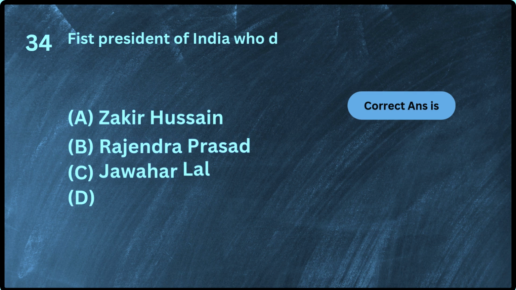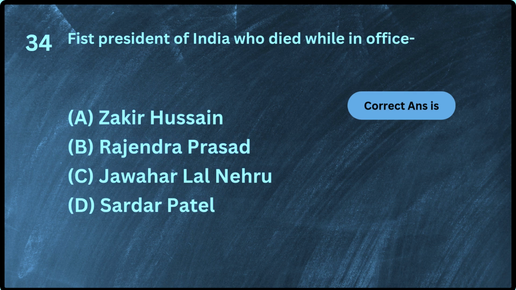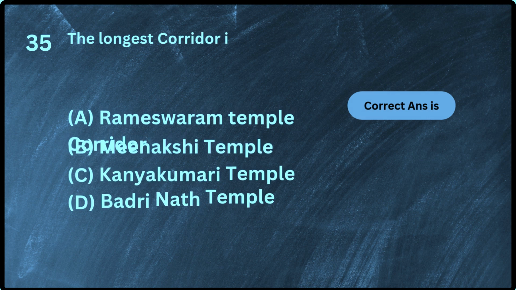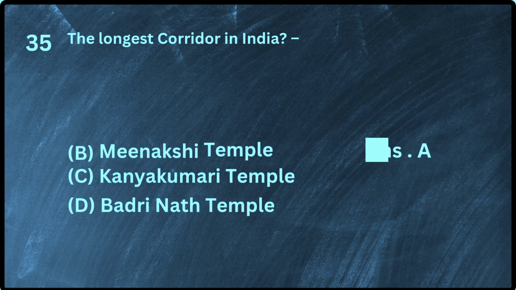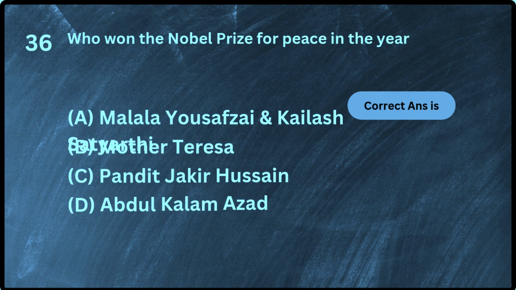Fifth President of India who died while in office. Correct answer is option A. The longest corridor in India. Correct answer is option A. Who won the Nobel Prize for Peace in the year 2014? Correct answer is option A.